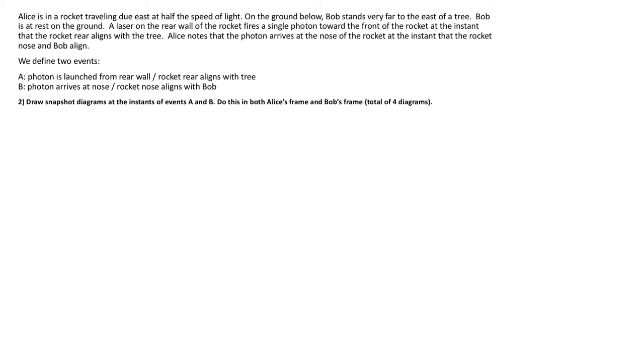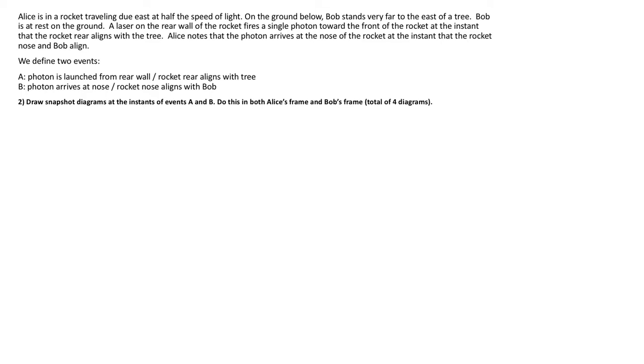Next, we're going to practice drawing snapshot diagrams that represent events A and events B. And we're going to do this from Alice's frame and Bob's frame. Well, I'm going to do it from one, and then you can do it from the other. Since we described the motion in paragraph form from Bob's point of view, I will draw the diagrams from Alice's point of view and let you do the Bob frame diagrams.